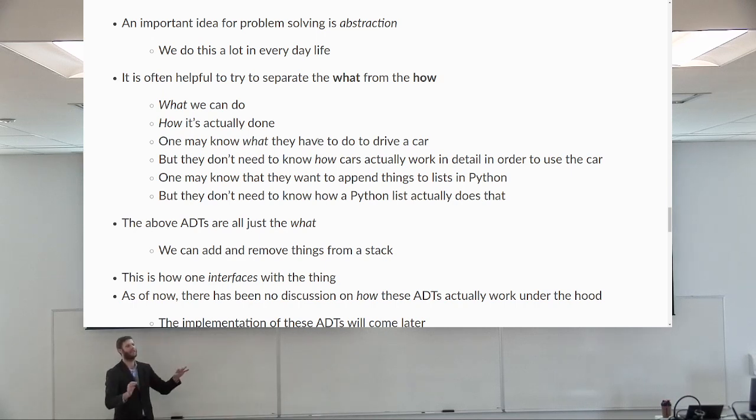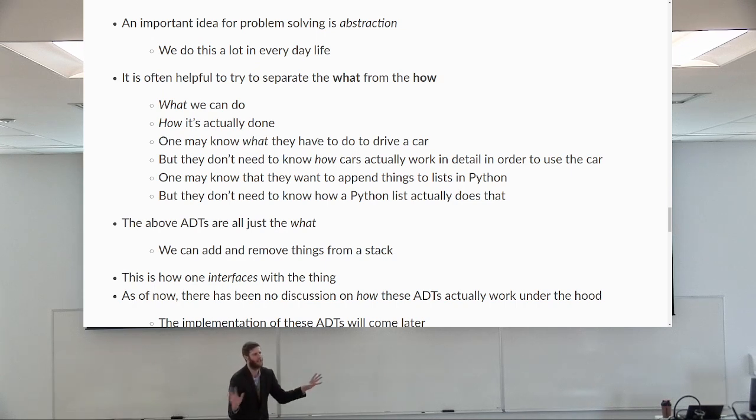I use this example all the time. I don't need to know exactly how all of the parts, all of the underlying mechanics of my internal combustion engine, the brake system, the hydraulic system, and everything in my car, I don't need to know the how. All I need to know is the what. What can I do with the car? I get in, I turn it on, put it in drive and go. Right? I don't need to know the how.